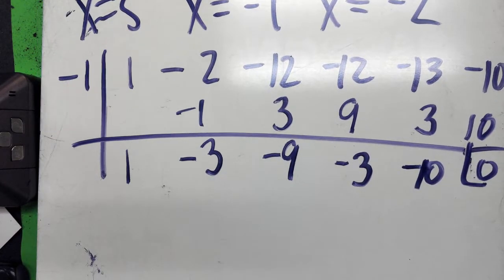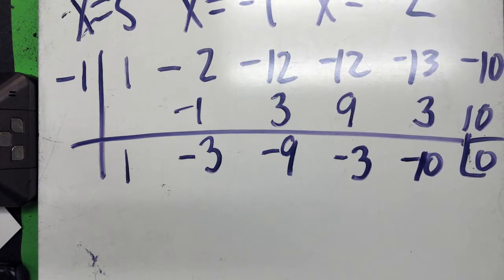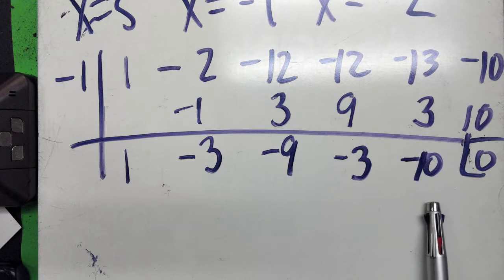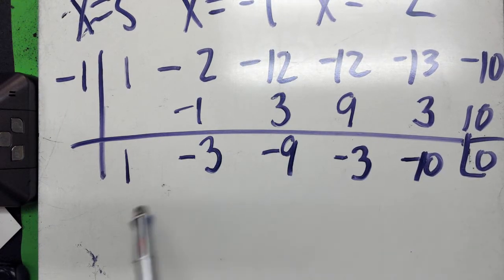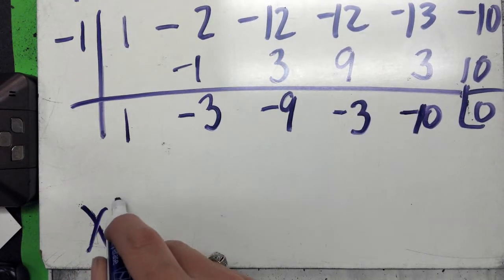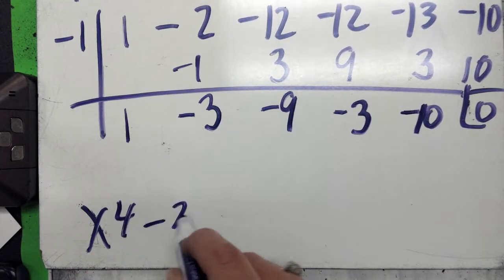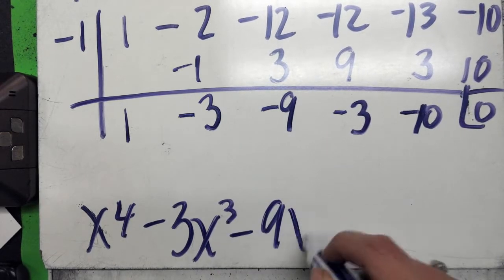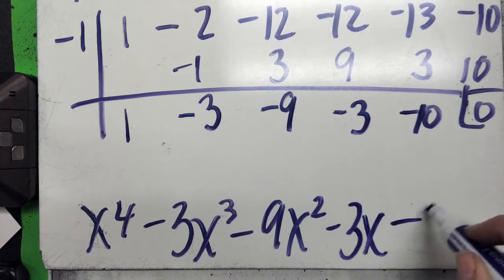All right. So, what do we notice right off the bat? How many terms are here? 5. So can we factor it? Nope. But I'm going to write down the answer down here. It was x to the what power? 4th minus 3x to the 3rd minus 9x squared minus 3x minus 10.